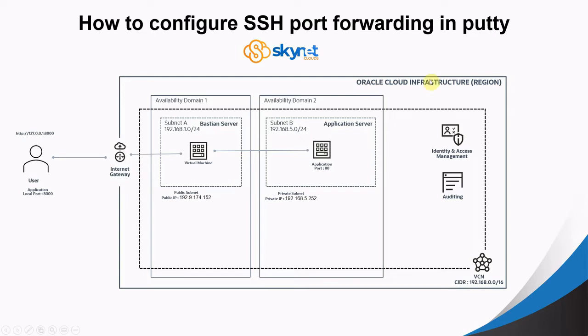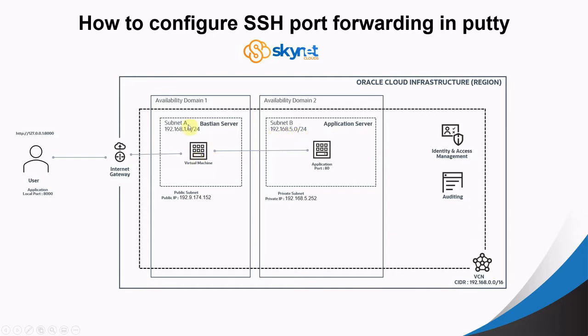So you can see here we have an OCI region. Inside this OCI we have a VCN, and the CIDR block is 192.168.0.0/16. Inside this VCN, we have two subnets in two different availability domains. Subnet A is 192.168.1.0/24. In subnet B, we have 192.168.5.0/24.